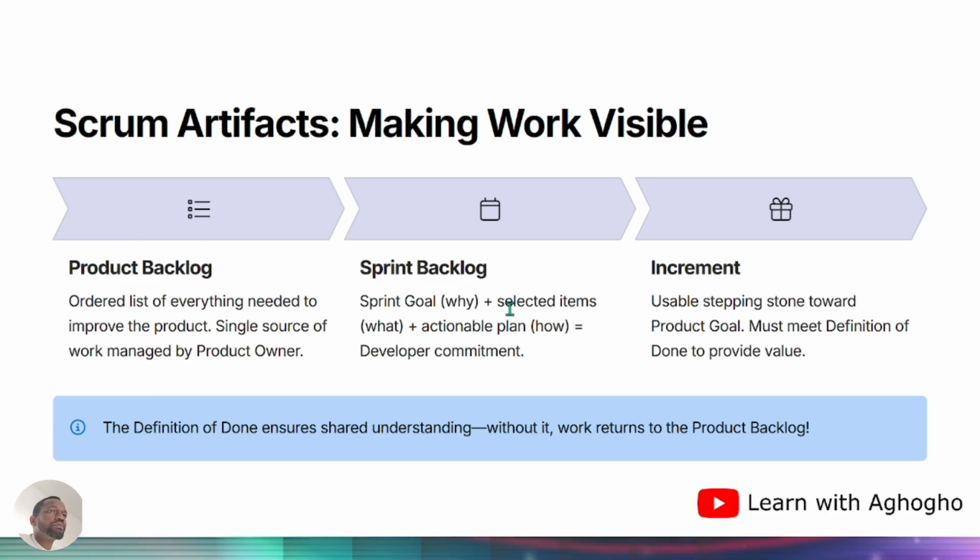highlighted. Okay, the sprint backlog: the sprint goal, why; select items, what; actionable plan, how; is equal to the developer community. So on here, it is the developer that has to define why, what, and how this sprint backlog will be achieved. Okay, after the product owner has generated the stories for the developers.